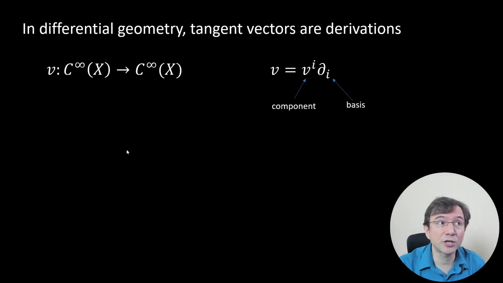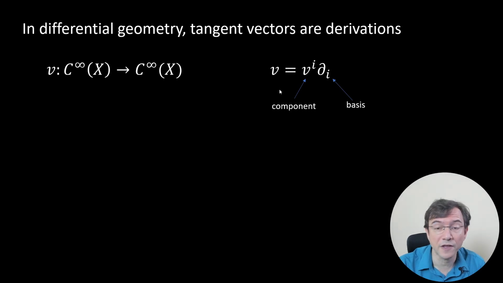In differential geometry, tangent vectors are defined as derivations. They are mapped from smooth functions to a smooth function, where the resulting smooth function is really the directional derivative of the original function. So we can see the vector as the composition of derivations along the bases. So this would be, let's say, the derivation along x, the derivation along y, and the component tells you basically the angle between those different derivations.